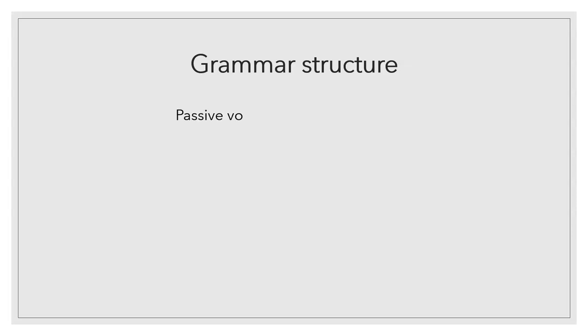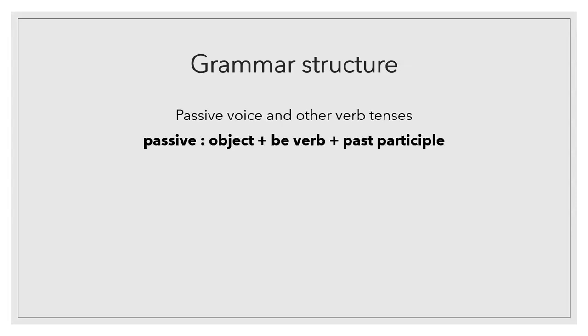Grammar structure. The grammar structures used are passive voice and other verb tenses. The structure of passive voice is object plus be verb plus past participle. Let's look at the first sentence.